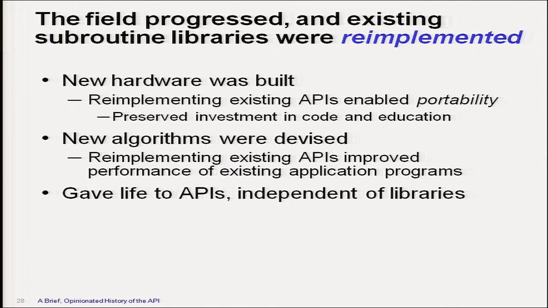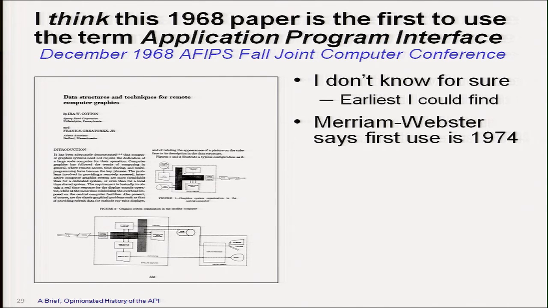So when did people actually start using the term application program interface? It's very hard to find out. Here's my best guess, and this is my own personal research. I think this 1968 paper, which is on graphics, called Data Structures and Techniques for Remote Computer Graphics, is the first use of the phrase application program interface in a paper. I actually went so far as to contact the author of this paper, and he said, I don't know of any earlier uses, and in fact, I forgot that we used it. So there you have it. Merriam-Webster says the first use was 1974, and this paper beats that by 6 years. So until I hear anything older, this is the first paper that actually used the term application program interface.